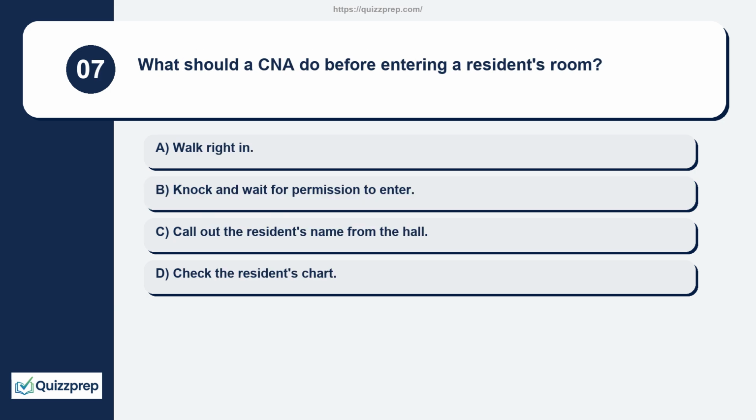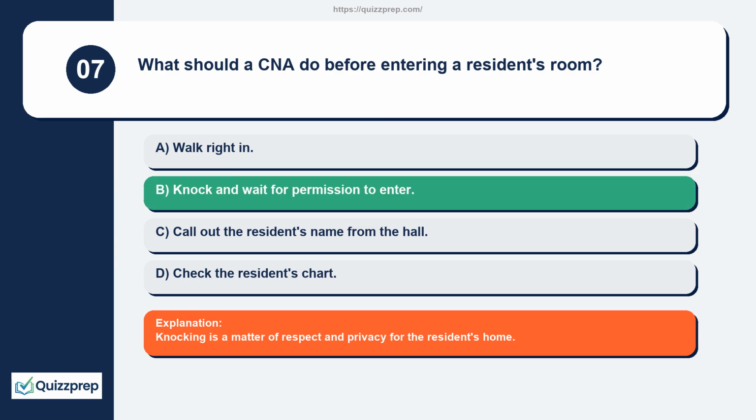Question 7. What should a CNA do before entering a resident's room? Walk right in, knock and wait for permission to enter, call out the resident's name from the hall, check the resident's chart. Knocking is a matter of respect and privacy for the resident's home.